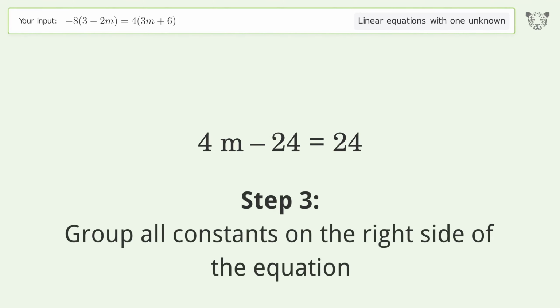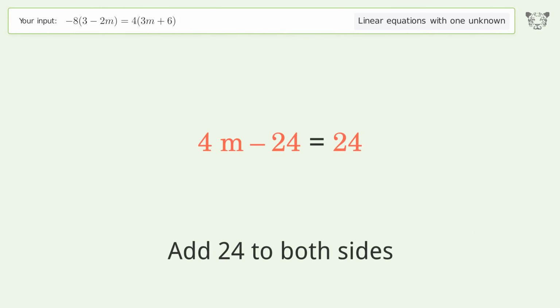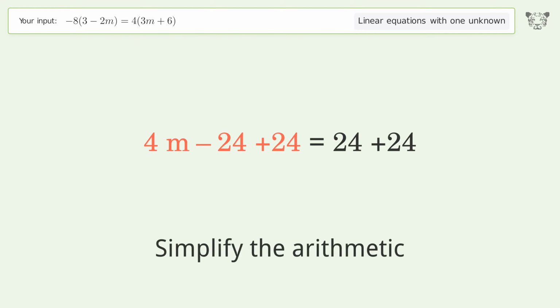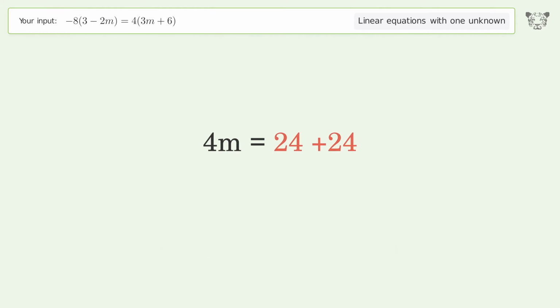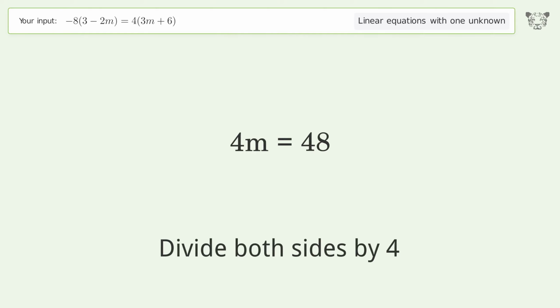Group all constants on the right side of the equation. Add 24 to both sides. Simplify the arithmetic. Isolate the m. Divide both sides by 4.